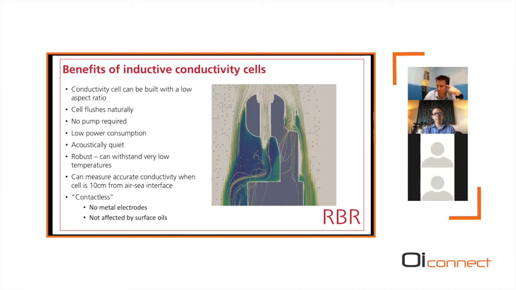And again, being contactless, not having metal electrodes, means that it's not affected by coating of surface oils. We have seen in some deployments that there have been surface oils, even down to the top 5 meters in the water column, that were affecting electrode-based conductivity cells by just a very thin coat. And that kind of very thin coat on the inductive cell does not affect the accuracy.